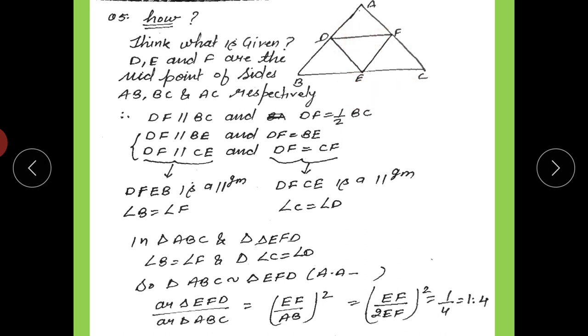Now what do we have? DF parallel to BE, DF equal to BE, so DF is parallel and equal to one side. Then by the ninth class theorem, if one pair of opposite sides is equal and parallel, then it is a parallelogram. That is theorem 8.6 or 8.8. So in a quadrilateral, if one pair of opposite sides is equal and parallel, then it is a parallelogram.